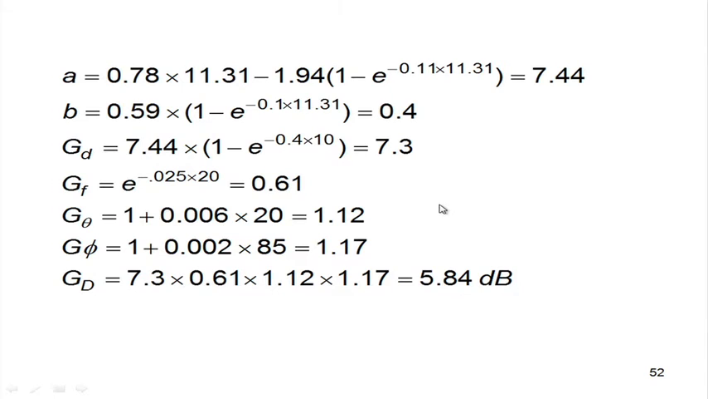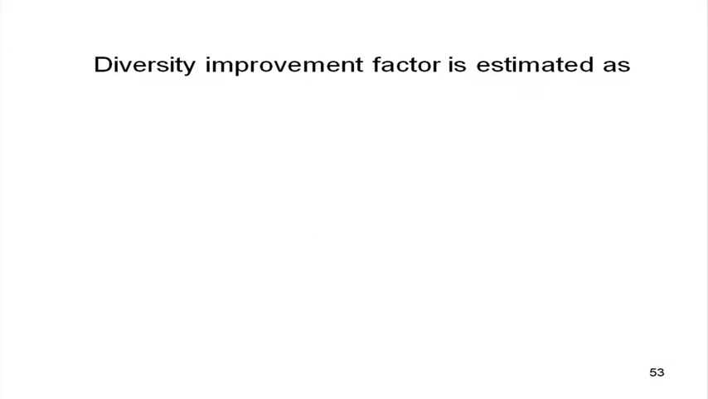So with a 10 kilometer distance, where your loss was 11.31 dB, you get an advantage of 5.84 dB. So almost half of that you have gained with this, just to show you that number. Similarly, this is the diversity gain that you have seen.